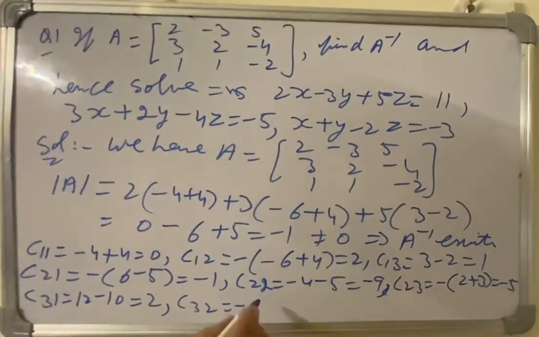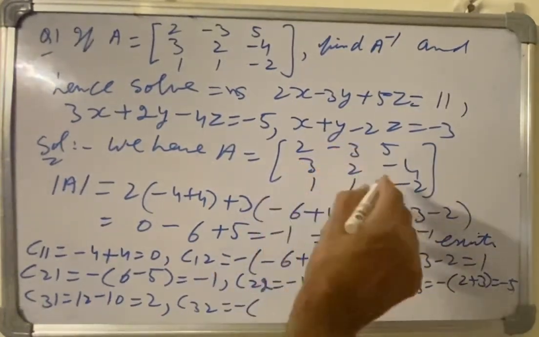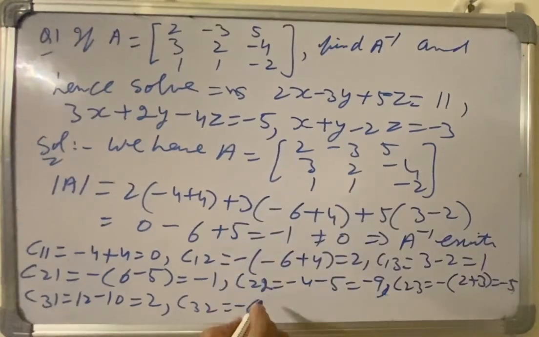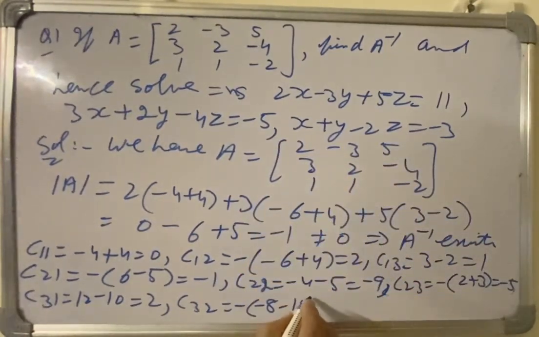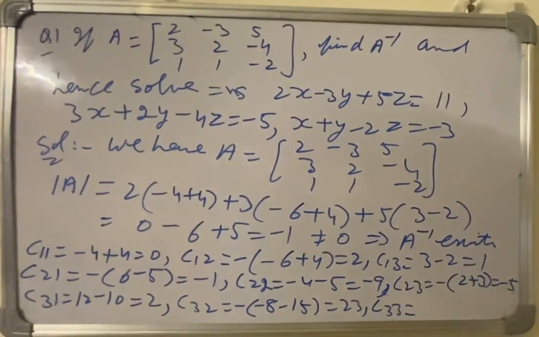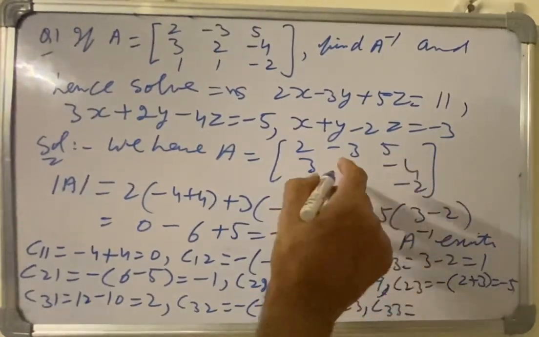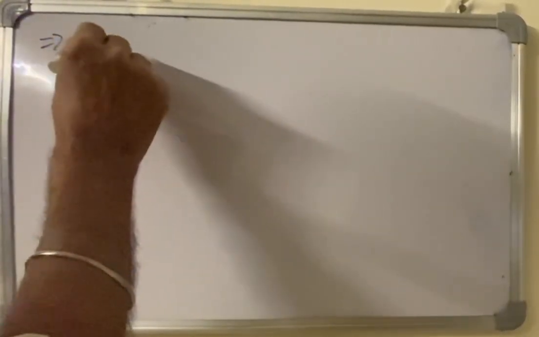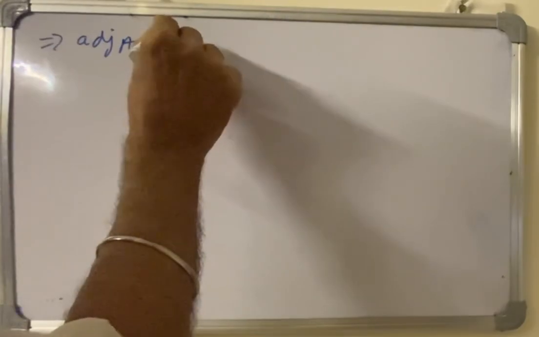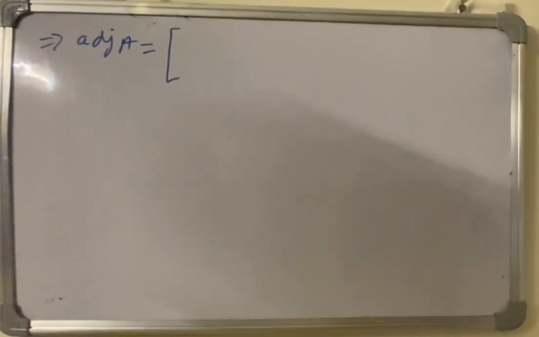C32 is equal to minus, second element of third row, this is minus 8 minus 15. Minus 8 minus 15, it is minus 23. Then C33 is last element of third row, it is 4 plus 9 is equal to 13. Then adjoint of A is the transpose of the matrix of cofactors.